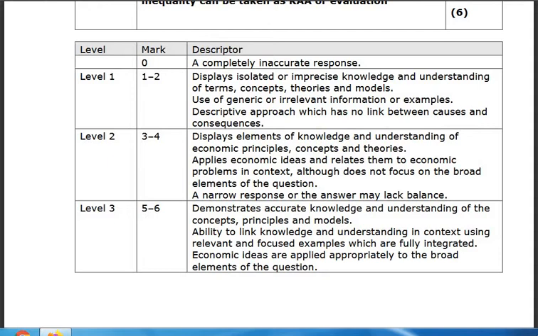Level 3, you've got accurate knowledge. You understand economics, you understand the principles, the concepts, the economic models. You're able to apply it, and you're able to construct logic chains. So that's where you need to be to get into level 3.